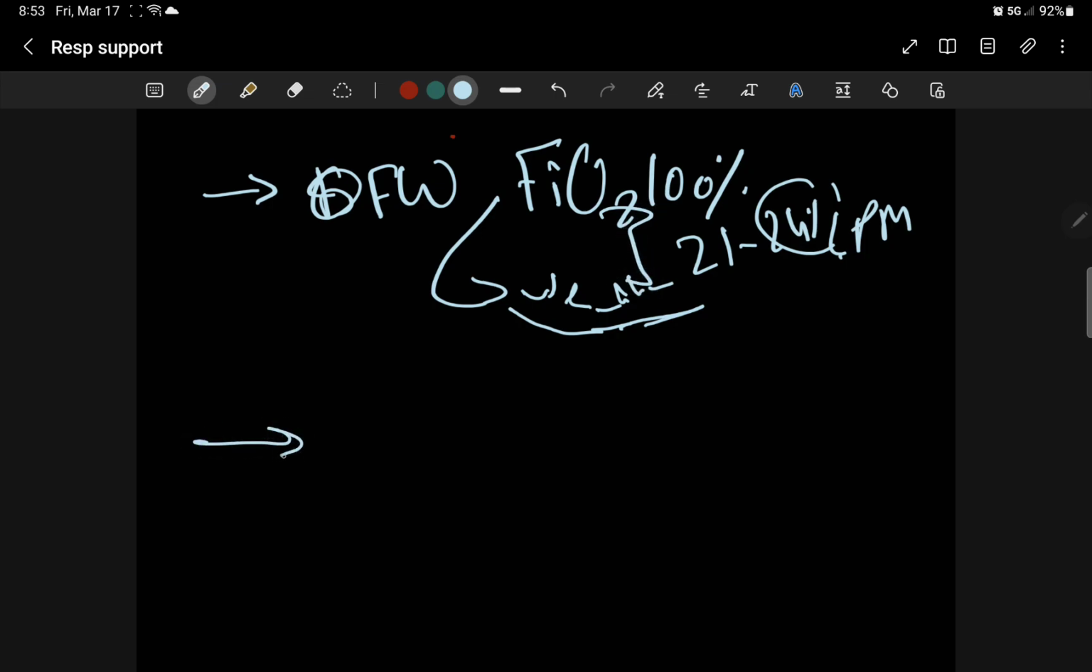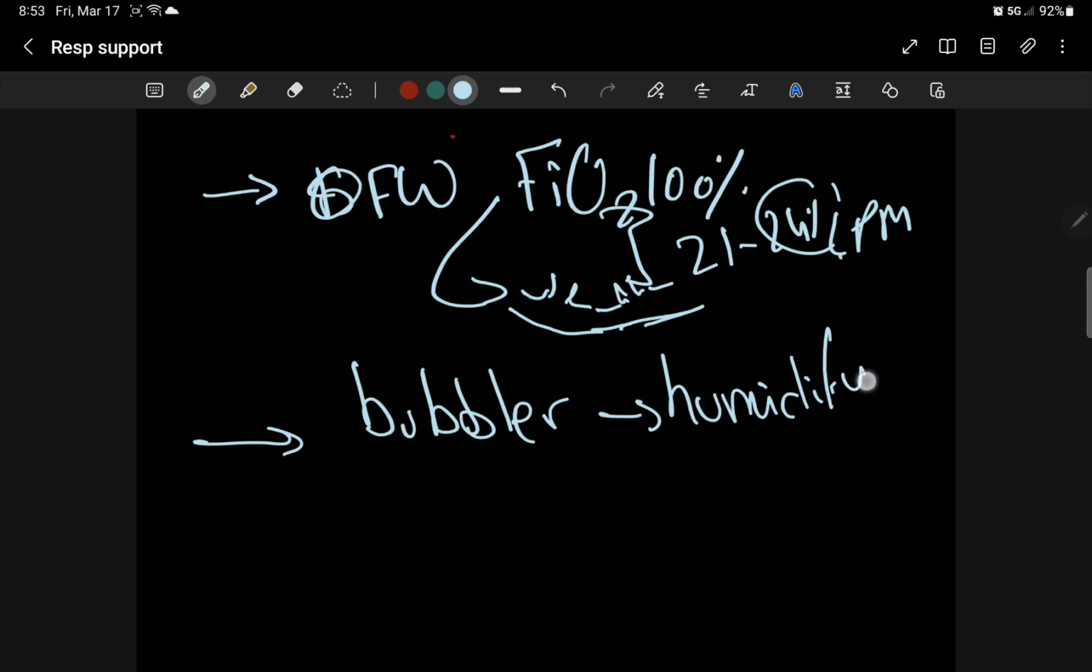Sometimes they will tell you, oh, the patient is on a bubbler. And a bubbler is basically a way that they can humidify the oxygen delivery to the patients, to help decrease the breakdown and the irritation to the nasal mucosa. And then we'll talk about Vapotherm.